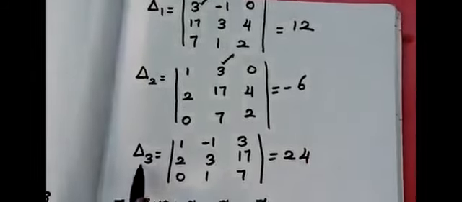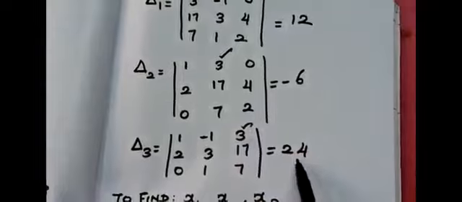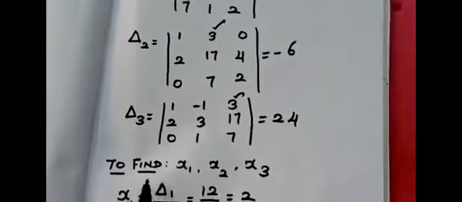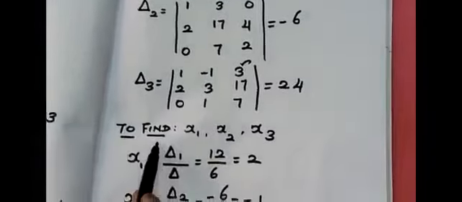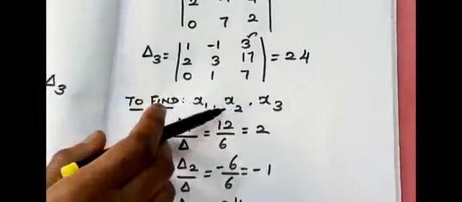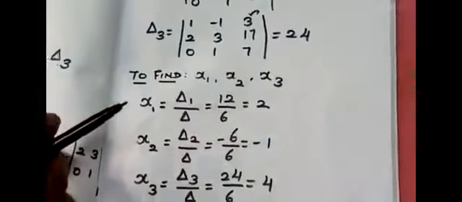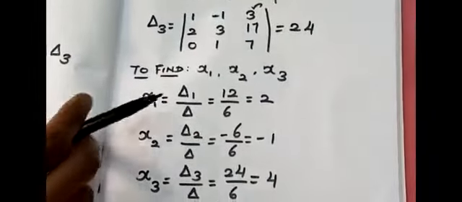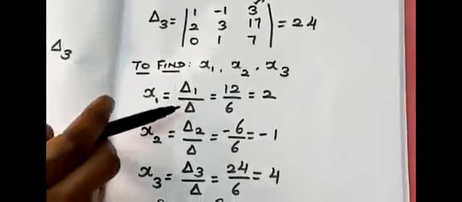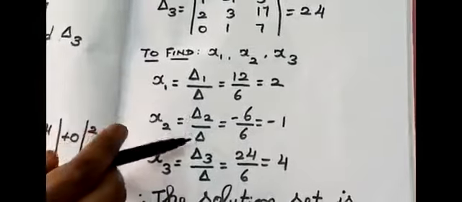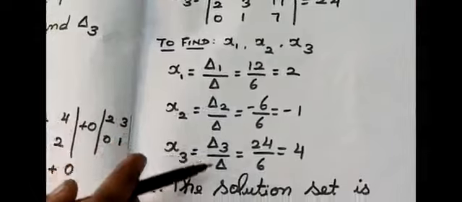Coming to delta 3, the third column I am replacing by the constants. You will get the answer as 24. And now I am finding the three variables. And what are the three variables we are having here? X1, X2 and X3. And the formula I am going to use here is x1 equal to delta 1 by delta, x2 equal to delta 2 by delta and x3 equal to delta 3 by delta.